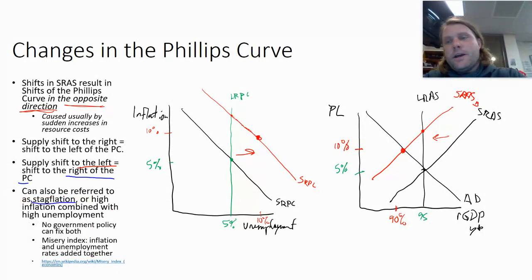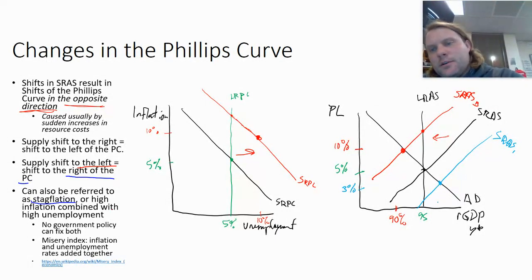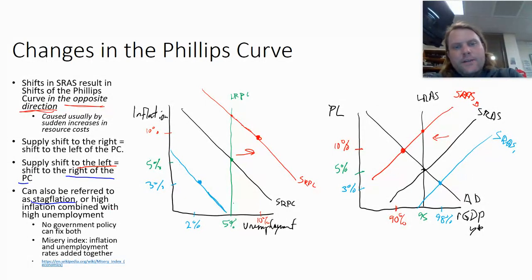Okay, let's have an increase in aggregate supply. Maybe we have cheap fuel, SRAS increase, get inflation down to 3%, get employment to 98%. Again, let's flip these things over here. Here's 2% unemployment. Here's 3% inflation. So we have this dot right here. Well, we got to have a line that goes right there, right? So that's our short run Phillips curve in that particular case.